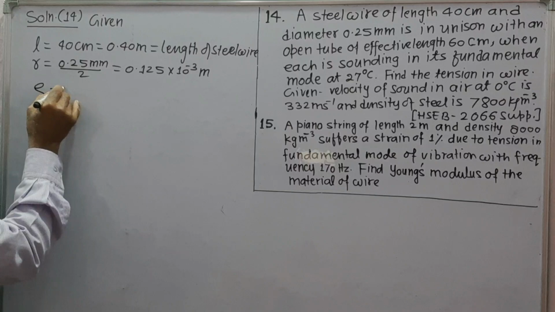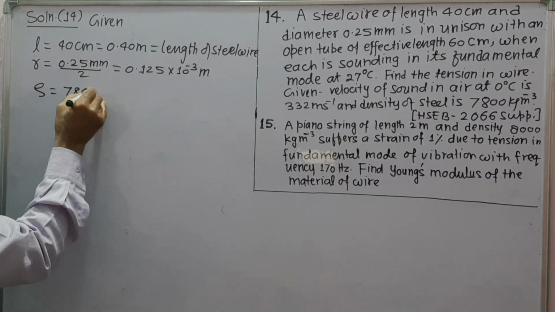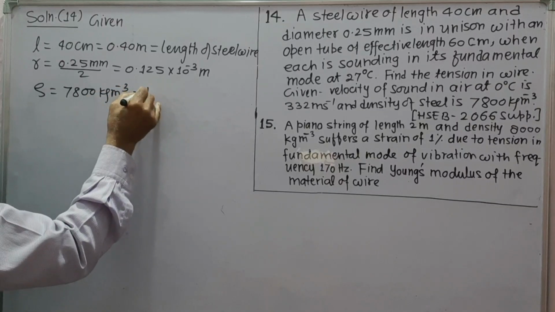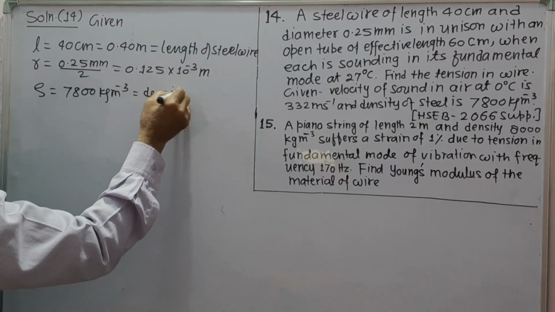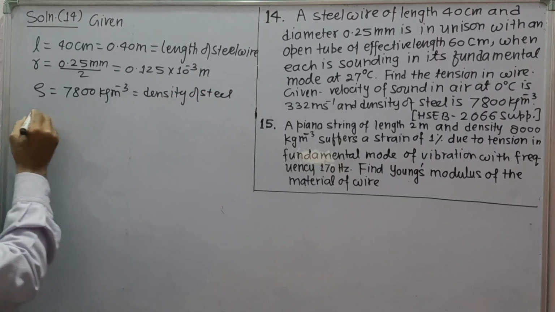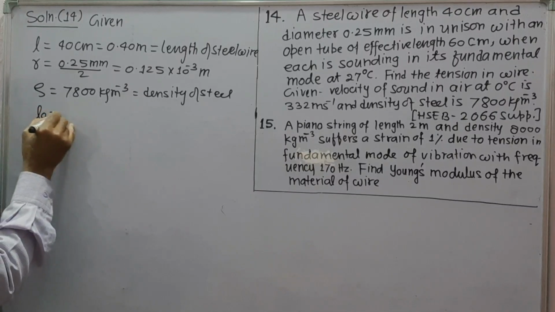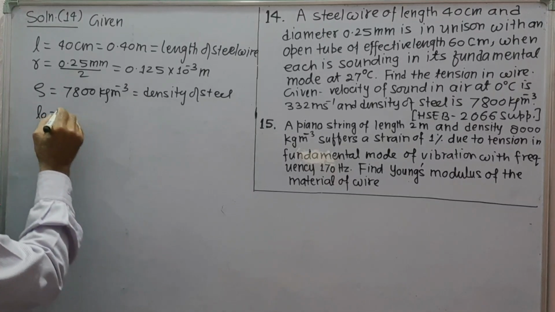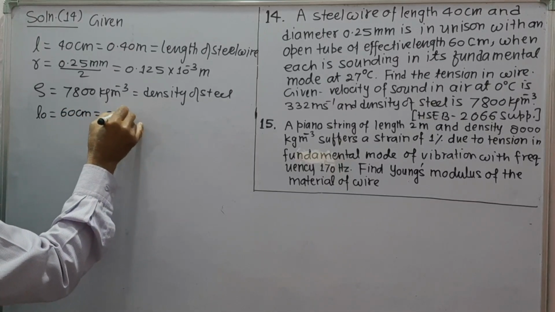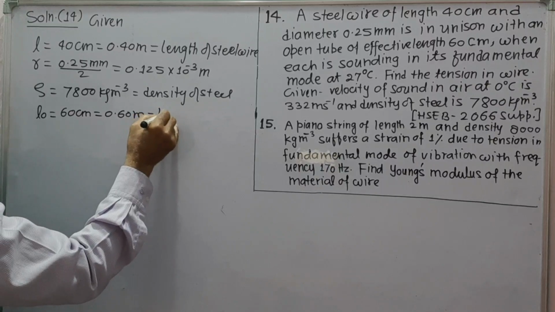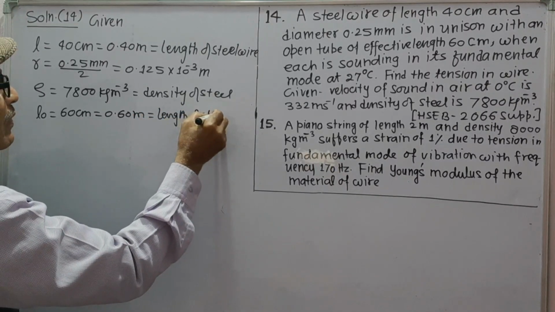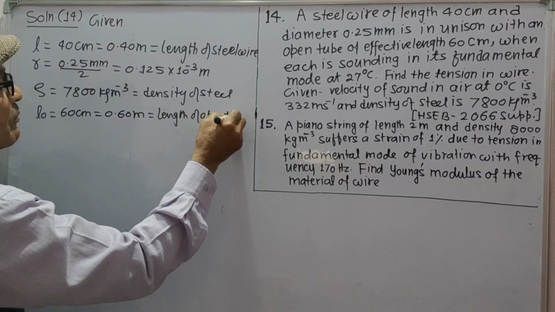The density of steel wire is 7800 kg per meter cube. This is the density of steel. The length of the open pipe is 60 cm, that is 0.6 meter. This is the length of the open pipe, the open tube.